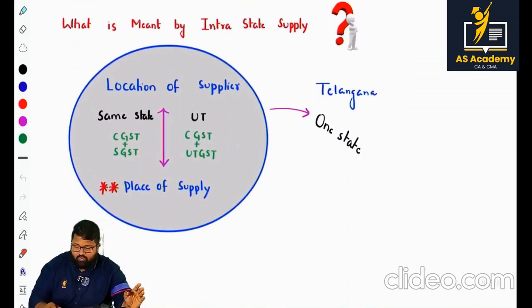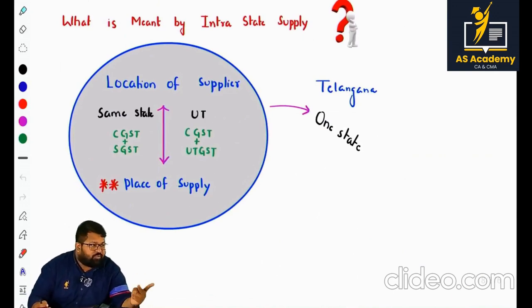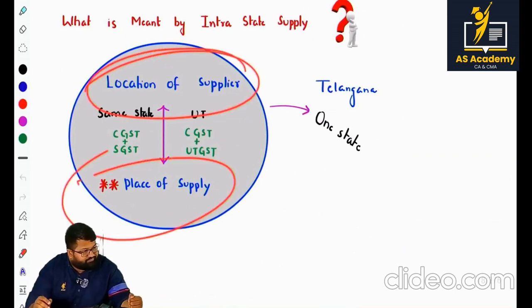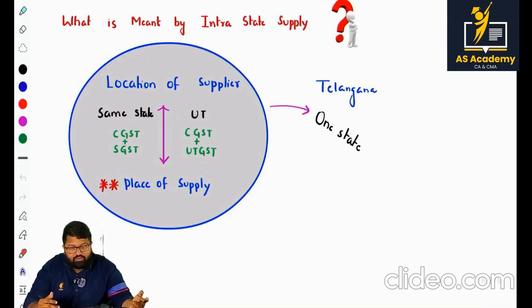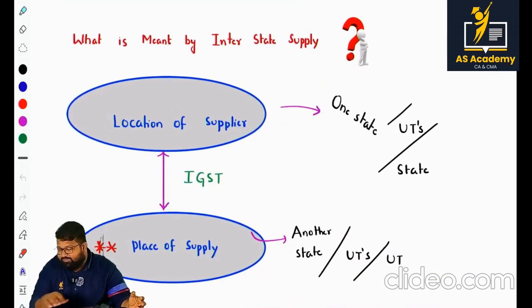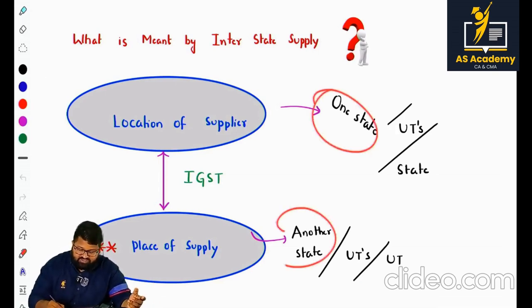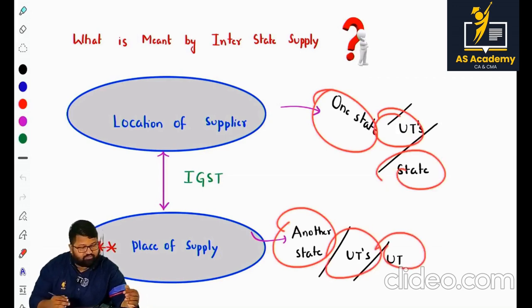Okay. So next, what is meant by intra-state supply? What are those two important things? Location of supplier and place of supply. What is the keyword there, ma'am? Supplier or supply? Supplier, and this is supply. So between the same state, what is levied? CGST plus SGST, or UTGST plus CGST. Next, what about interstate supply, ma'am? Location of supplier and place of supply in two different states. Then automatically IGST is levied. It can be different combinations: one state and another state, or union territories and states.